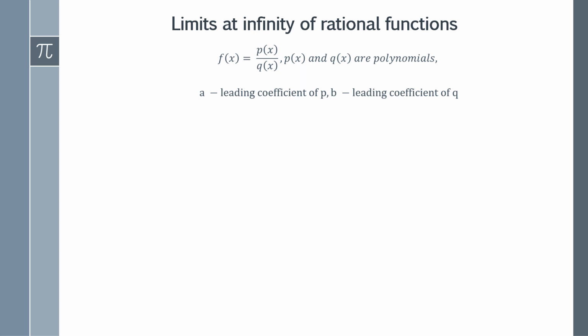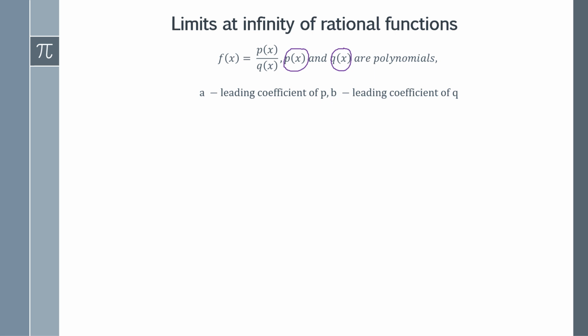Now let's switch our focus to computing limits at infinity of rational functions. Let me give you a quick reminder of what rational functions are. We say that f of x is a rational function if we can write it as a quotient of two polynomials. And for our notation, we're going to say p of x is the polynomial in the numerator and q of x is the polynomial in the denominator.